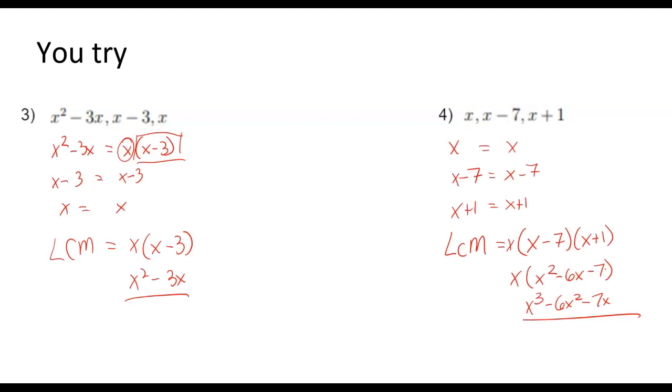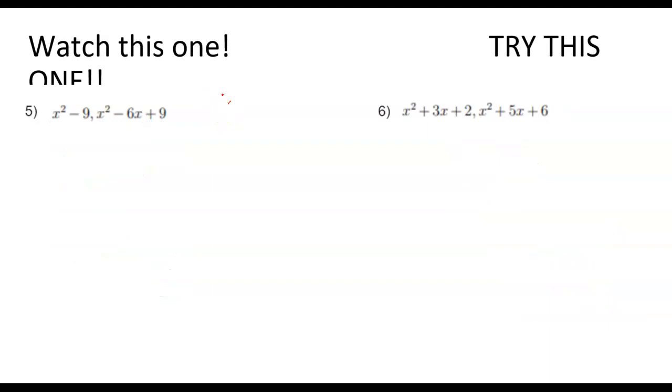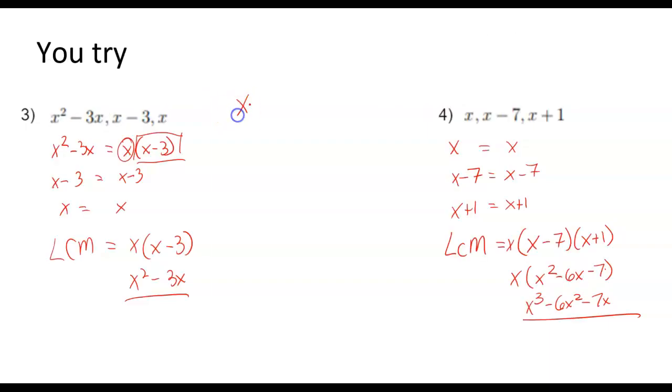Okay, so for the you try number 3, we have x squared minus 3x, x minus 3, and x. When I break these down, I am thinking about the smallest piece that is still a prime factor. Keep in mind that x minus 3 is a prime factor. I'm treating it as one expression, okay? So x squared minus 3x can be factored: x can be factored out. That's breaking it down into prime factors. That's exactly what factoring is. x minus 3 is its own prime factor, and then x is its own prime factor.